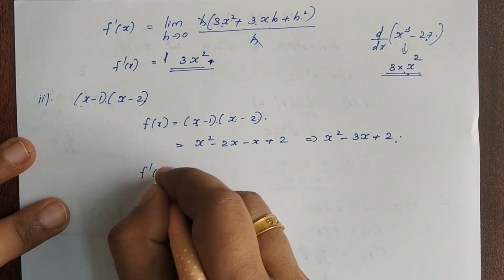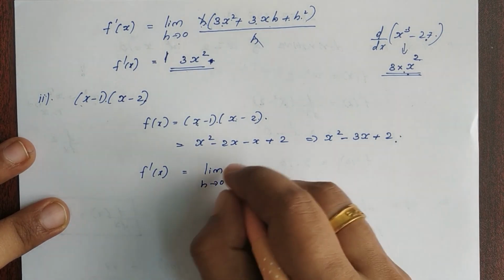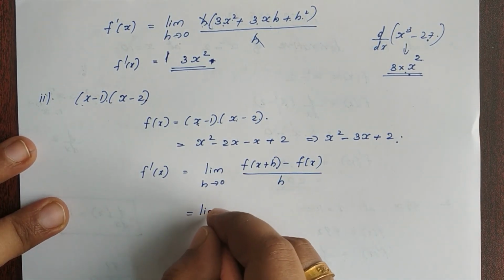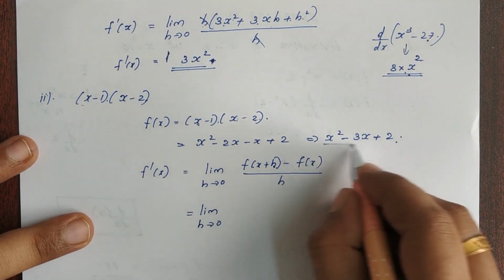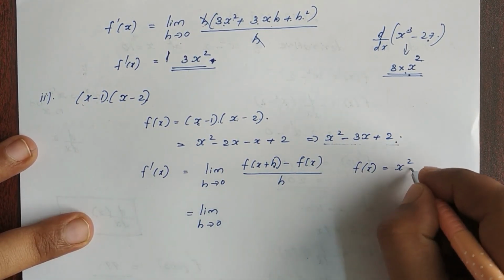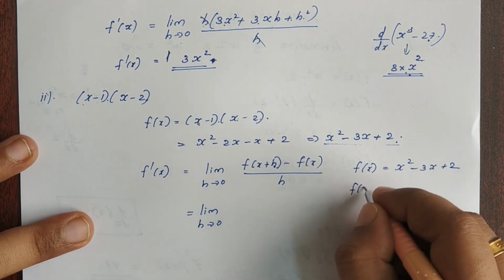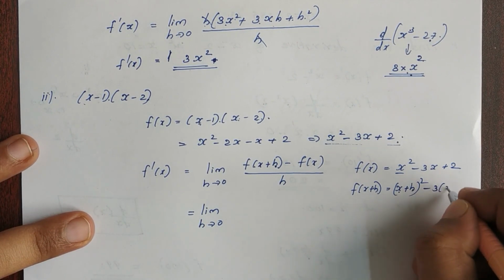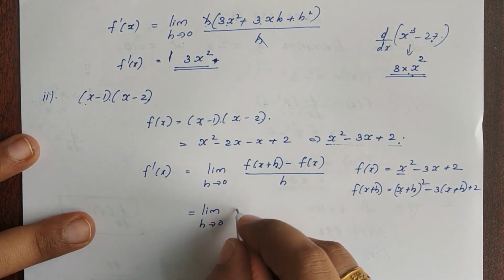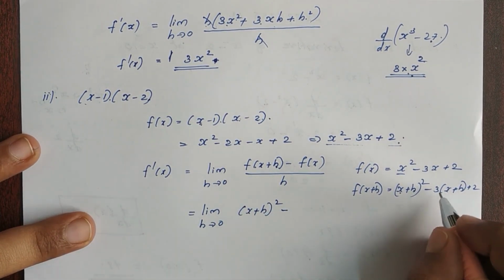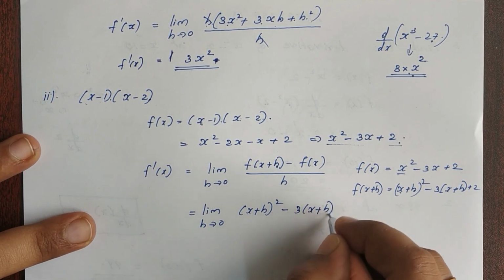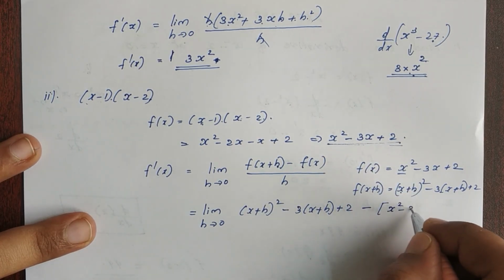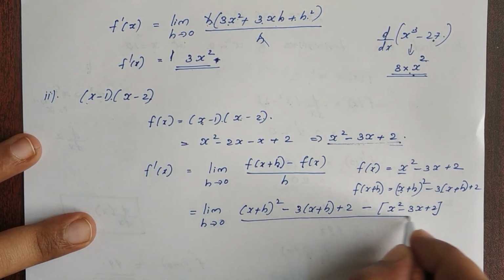Then f dash x is equal to limit h tends to 0 of f of x plus h minus f of x, the whole divided by h. f of x is equal to x square minus 3x plus 2. So f of x plus h is (x plus h) the whole square minus 3 into (x plus h) plus 2, minus f of x, that is x square minus 3x plus 2, the whole divided by h.